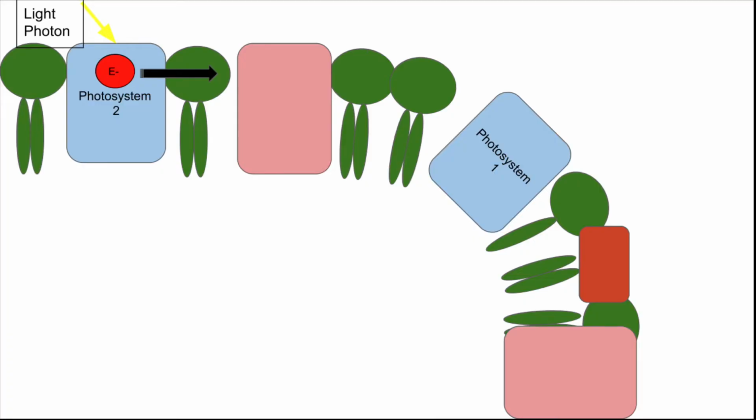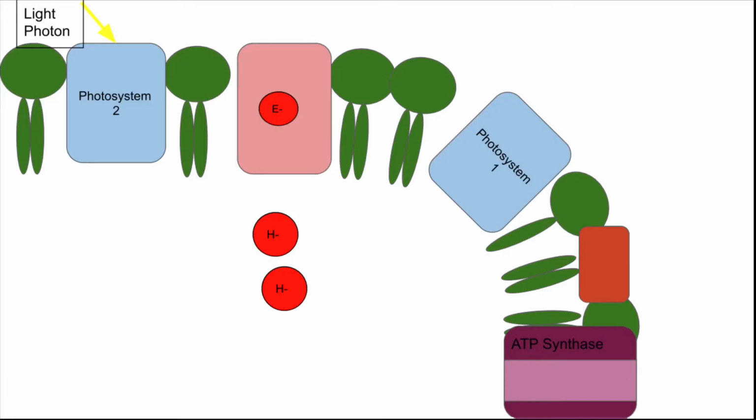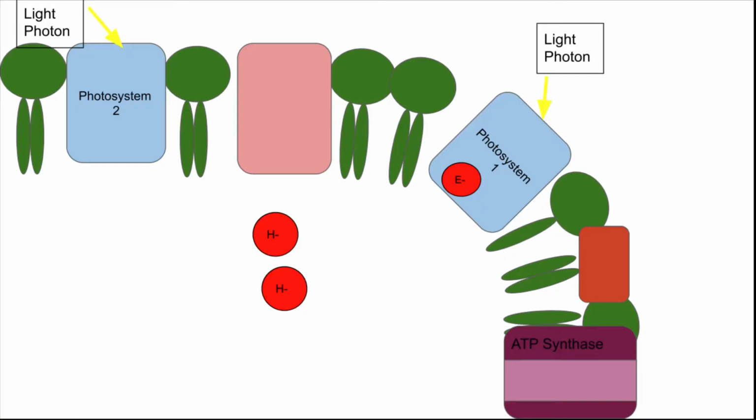Now I'm going to explain the light reaction. This happens in the thylakoid of the cell. We start with a light photon hitting photosystem 2, which excites an electron, and it travels through the electron transport system. It reaches a spot and it releases hydrogen atoms into the thylakoid. And next it goes to photosystem 1.